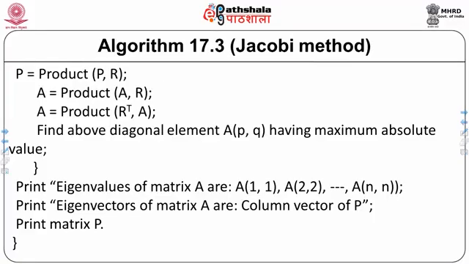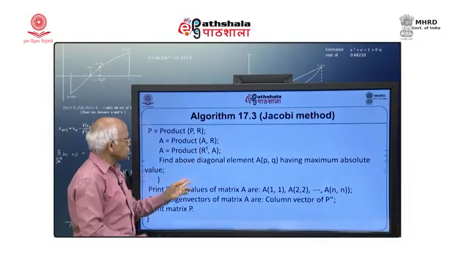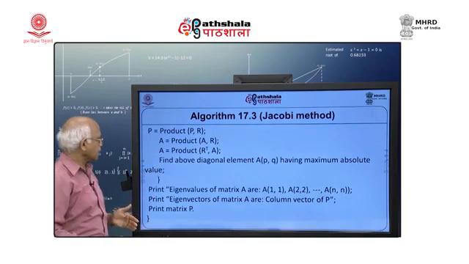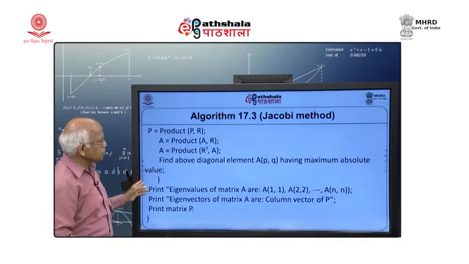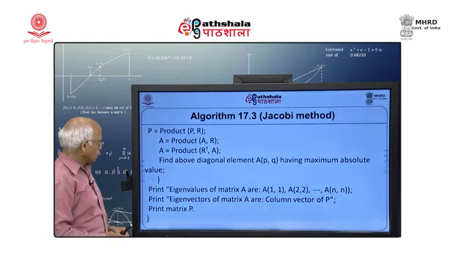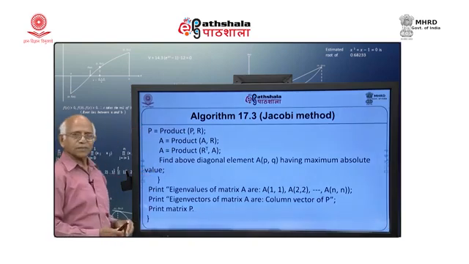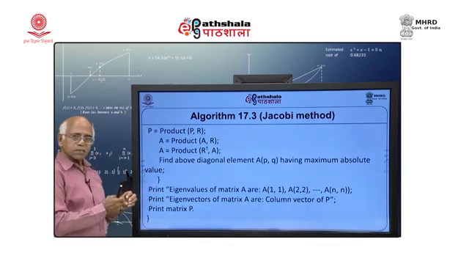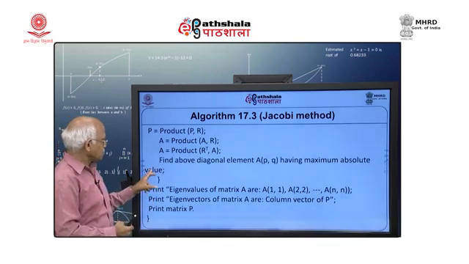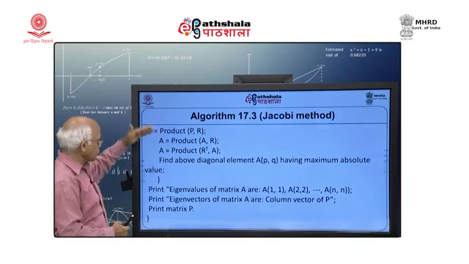Then we find P as the product P R, because we have to find the next iteration value of P and A. A will be considered as the product A R. So we want R transpose A R. I first take the product of A and R, and then again the product of this newly constructed A with R transpose, so I ultimately get R transpose A R. Find the above diagonal element A_PQ having maximum absolute value again, and go back into the iteration. As long as A_PQ is not less than C, this algorithm will continue.